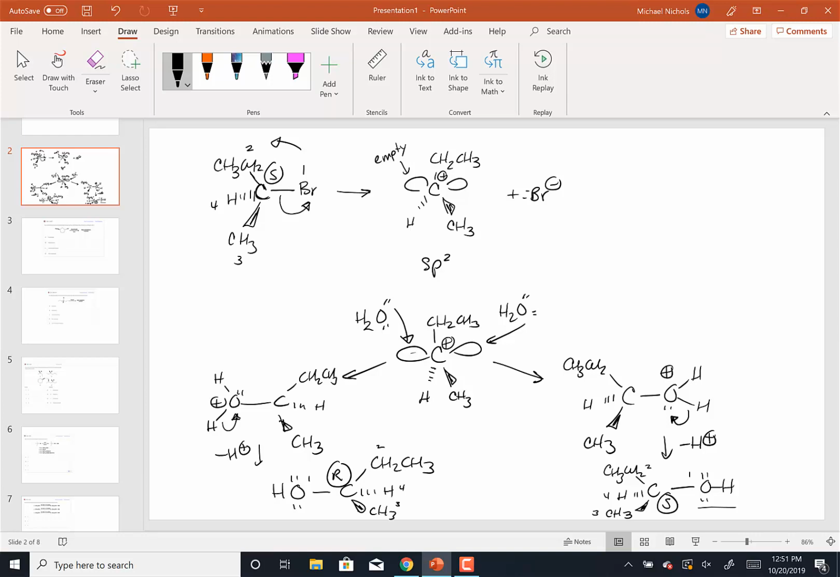So when we do an SN1 reaction, we are always going to get a racemic mixture, which is going to be 50% R and 50% S. That's what we will always end up with. Okay, so that's how the stereochemistry is impacted or is produced in an SN1 mechanism.